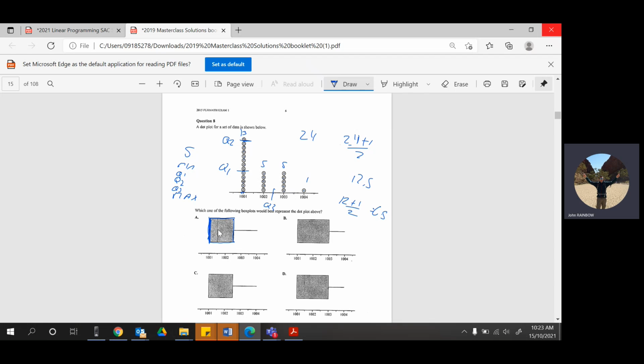So it can't be this one. And then my max is 104. Okay, so it's not too far off this one. It would look like that. It has to be this one.